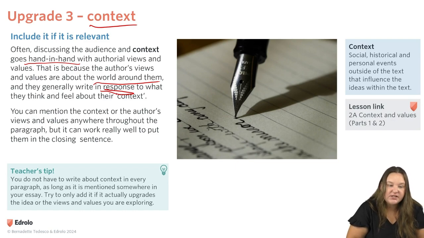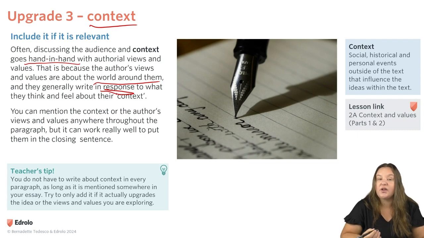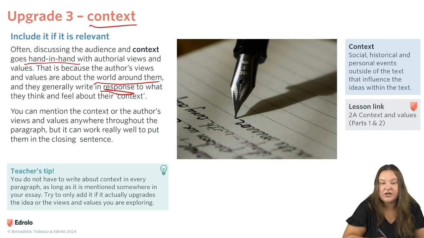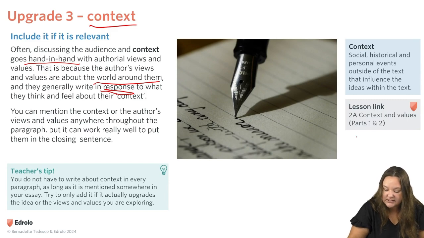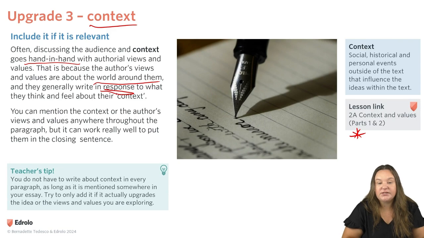One tip I would suggest is that you do not write about context in every paragraph. As long as it's mentioned somewhere within the essay, try to only add it if it is actually going to upgrade, lift the idea or the views and values you're exploring. Don't force it in. Make sure it's there at a relevant point. If you need a reminder about what that context is, please have a look at Lesson 2A, which explores the context and the values within our text.